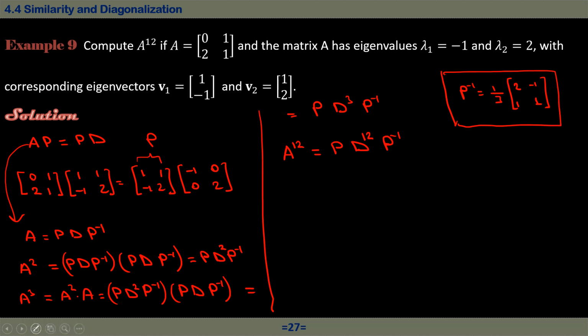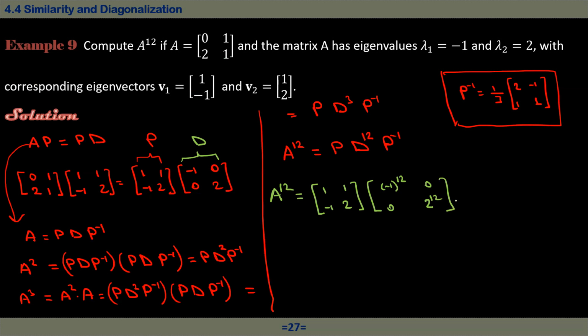All right. So now if you evaluate this, here we get A to the power of 12 equals P times D to the power of 12, where P is 1, 1, minus 1, 2. How do we calculate the diagonal matrix to the power of 12? We just need to raise each component in the main diagonal to the power of 12. This one is D. D to the power of 12 will be: here we have minus 1 to the power of 12, here we have 0, 0, 2 to the power of 12.